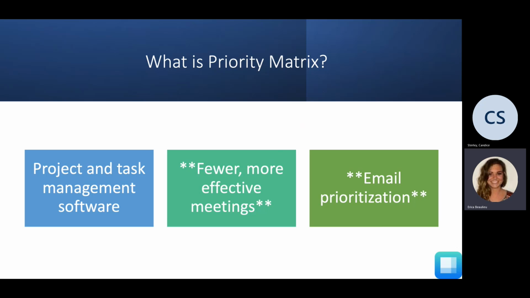And so for today, we're going to understand how Priority Matrix helps our users have fewer and more effective meetings and how it supports you with email prioritization. Again, both things that executive assistants are faced with every single day, and it carries a huge weight for what their responsibilities look like. So that's what we're going to focus on today. But if you want to wrap it up and have an overall understanding of how you can describe PM, you can call it project and task management software, but we do a lot more than just that.